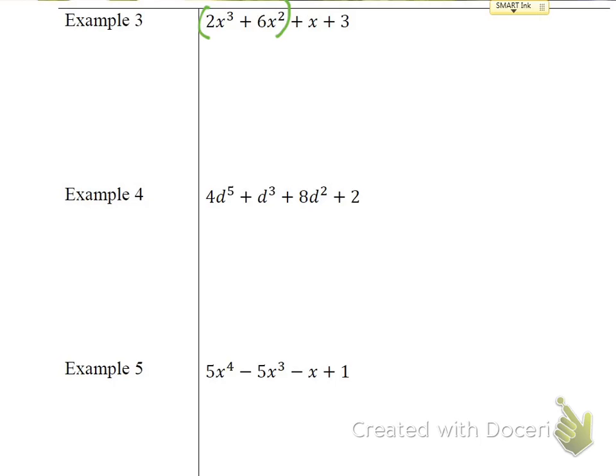Second step was to factor out a GCF. Between those 2 terms, what is the GCF? 2x to the second. So factor that out. And that would leave me with x plus 3.